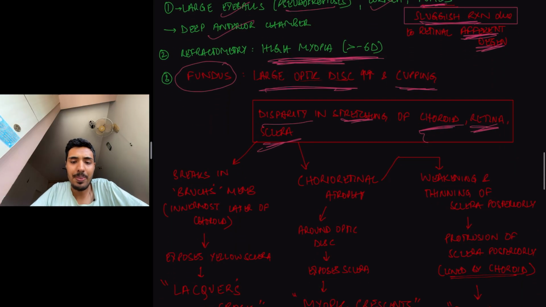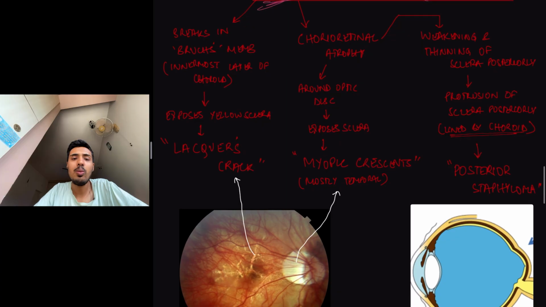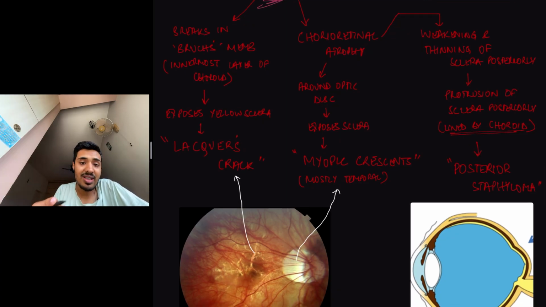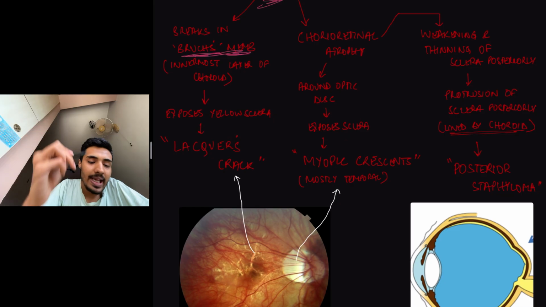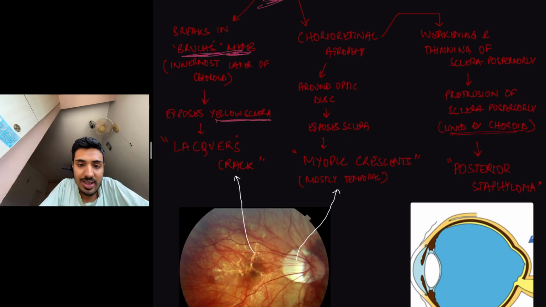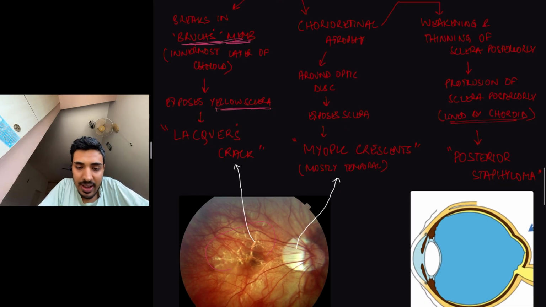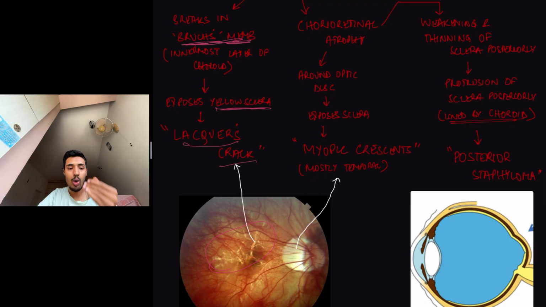So because of this, what happens? Think about it. Let's say the innermost layer of the choroid, some breaks start to come. These breaks in the innermost layer of the choroid is known as Bruch's membrane. These breaks in these Bruch's membrane, it exposes the sclera behind the choroid, yellow colored sclera. For example, as you can see here. So this is known as Lacquer's crack. This is one sign.